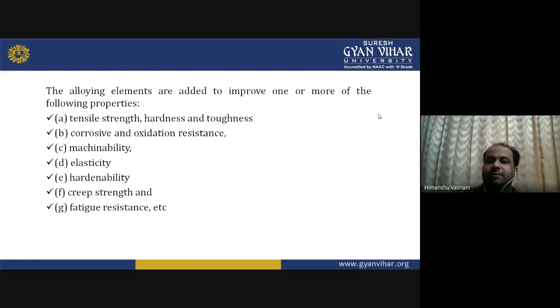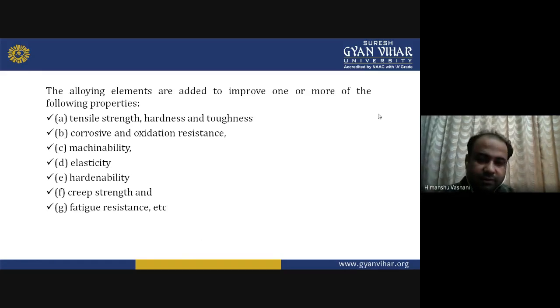The following elements are added to improve one or more of the following properties: tensile strength, hardness, toughness, corrosion and oxidation resistance, machinability, elasticity, hardening, creep strength, fatigue strength. You all know these kinds of properties. The creep strength I will let you know in the coming lecture. Okay.